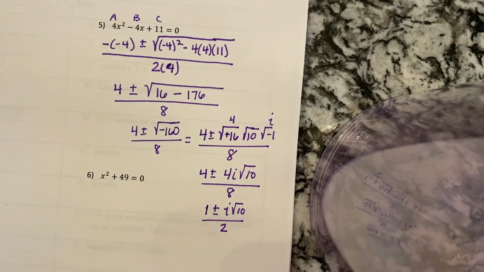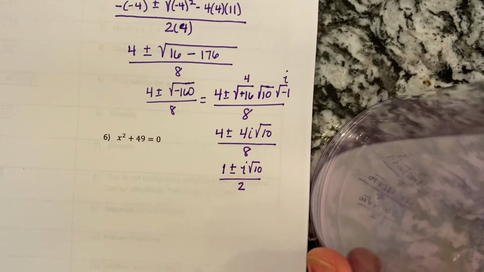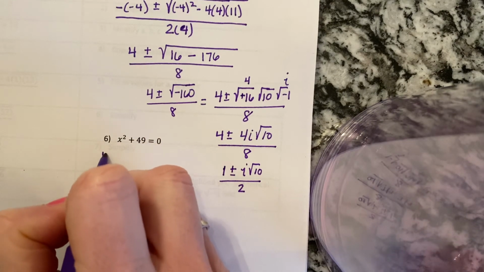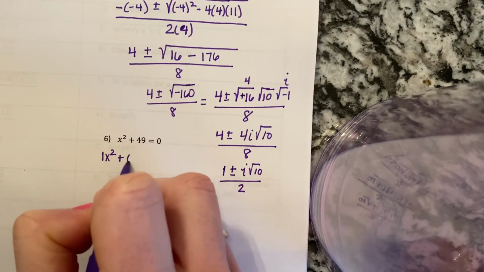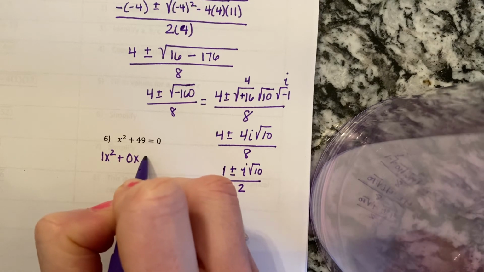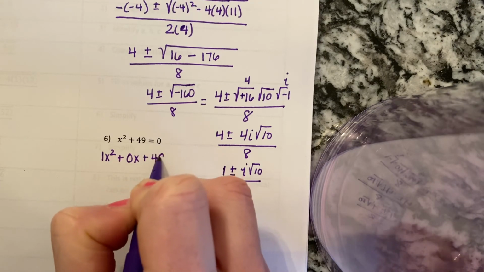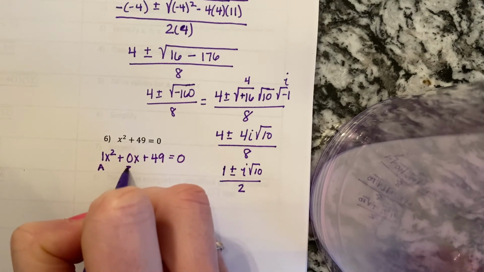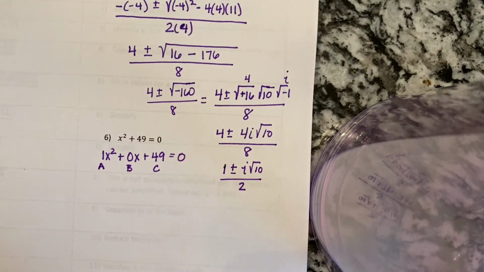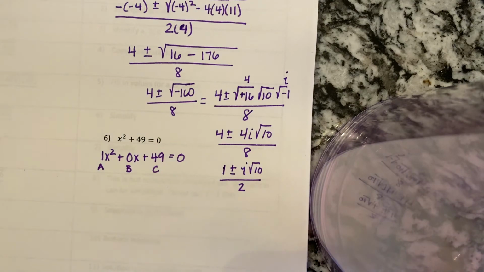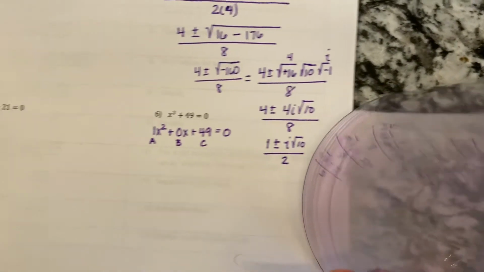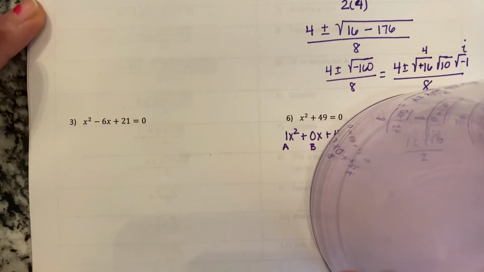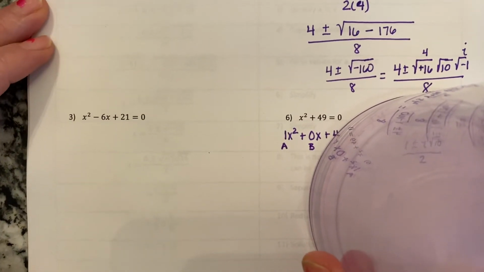Okay, while we're here, let's look at number 6 because number 6 appears to be missing some parts. So you have 1x squared plus 0x plus 49 equals 0. This is your A, this is your B, this is your C. So now you can plug into your quadratic formula. Let's go ahead and move over here and work on number 3, and then I'll leave you to do 2, 4, and 6 on your own.